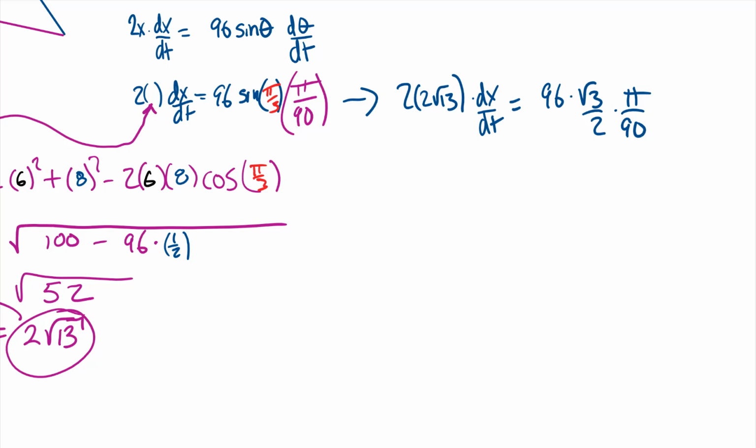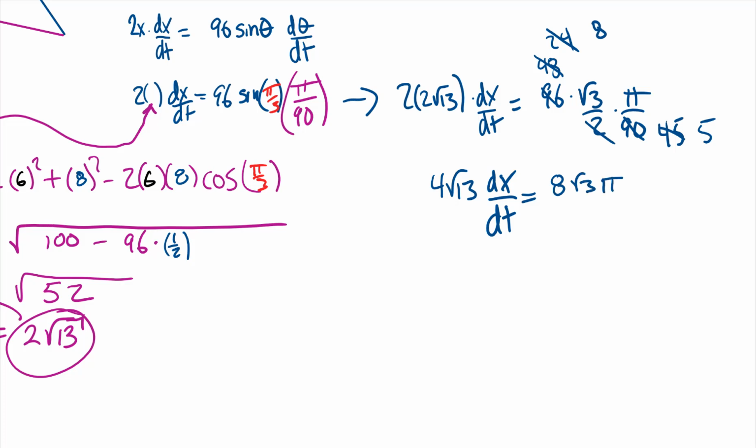Now let's mess with the left-hand side. That's 4 root 13. We're about to divide that out. Let's not stress about rationalizing the denominator at the end. A little fancy footwork. Cancel out the 2. Get a 48. We still have an even over an even, so let's cut that in half. We get 24 over 45. There's still a 3, so we cut it by 3. That's 8. That's 5. So what are we left with? 8 root 3 pi over 5.